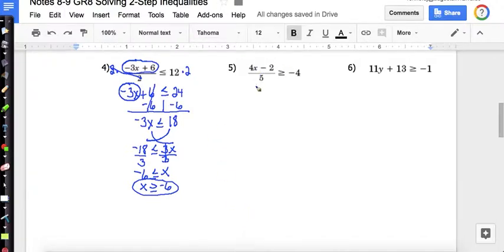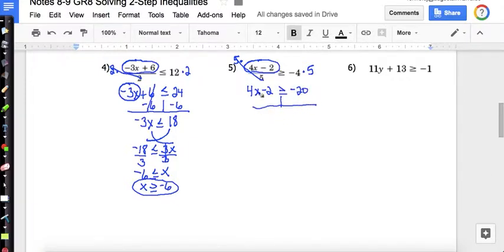Okay, number 5. Another special case. And I want to get rid of the division, so the opposite of division is multiplication. So let's multiply both sides by 5. The 5's are going to cancel, so 4x minus 2 is greater than or equal to negative 4 times 5, which is negative 20.